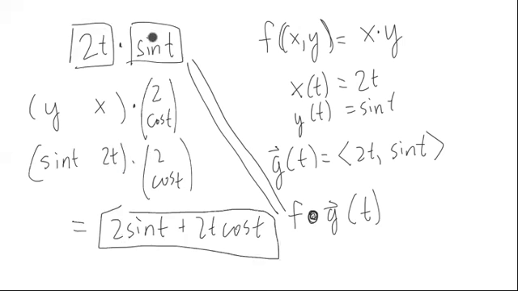The derivative of that is 2 sine t, and then plus 2t times the derivative of that one. So the product rule is actually nothing but the chain rule for derivatives with a matrix multiplication, for these different types of functions where we have different numbers of inputs and outputs.